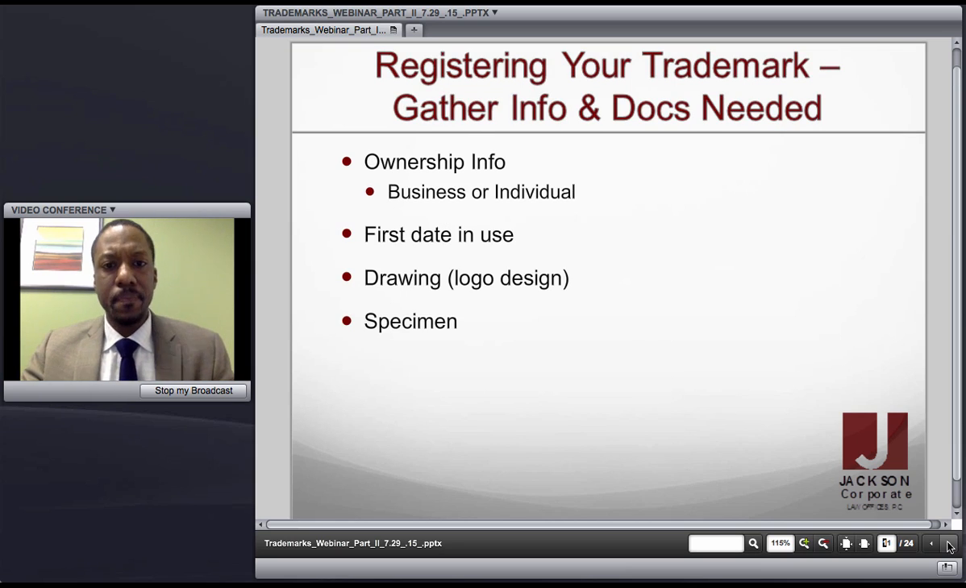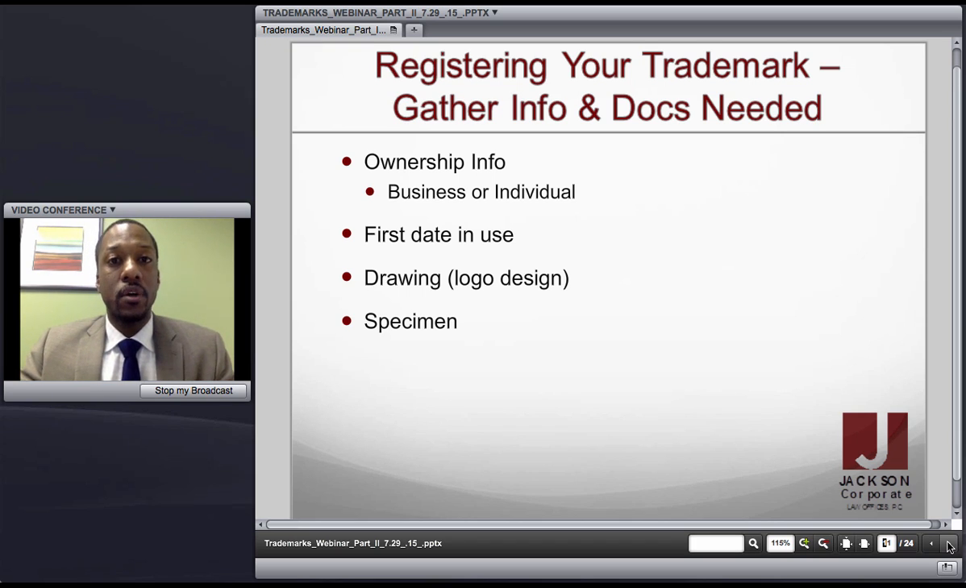So after you have identified the strength of your trademark, and if you have a trademark that's actually eligible to receive federal trademark protection, the next thing that you want to do is gather up your ownership info. Now, a trademark is an asset that can either be owned by an individual or a business. So meaning you can either file the application in the individual's name or the business's name. So that's the first thing you have to decide.